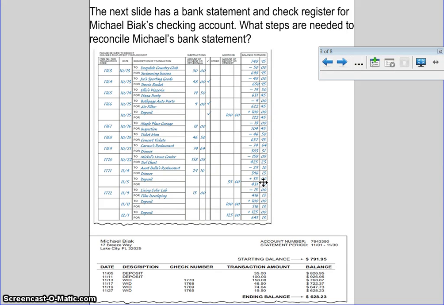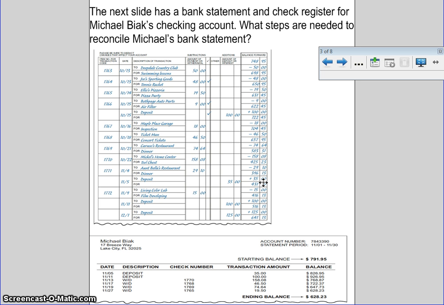Okay, here we're going to go ahead and get started with the second chapter in the third unit, reconciling a bank statement. Today we're going to reconcile a checking account with a bank statement by hand and by using a spreadsheet. The first one is going to be by hand. I've moved it to this slide.